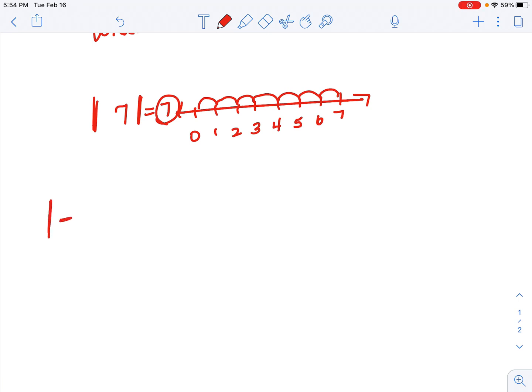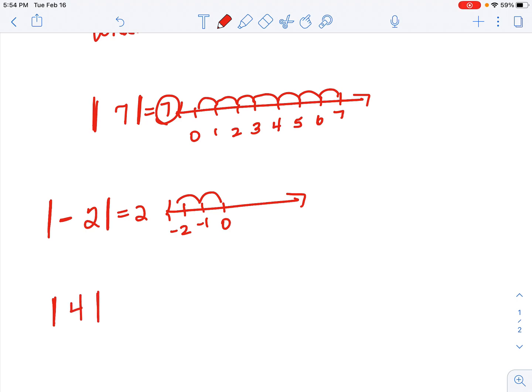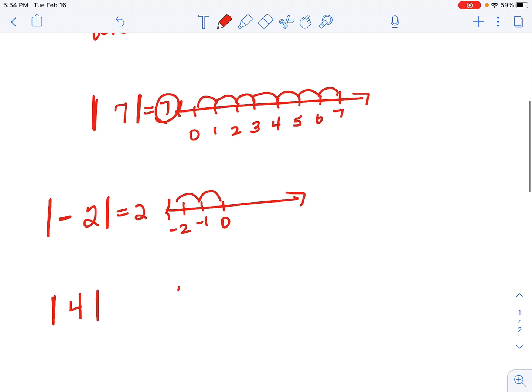What is the absolute value of -2? So if I'm here at -2, what is it back to 0? 1, 2. What is the absolute value of 4? So that's saying, okay, if I'm at 4, how far is it back to 0? 1, 2, 3, 4. Guys, are you seeing a pattern here?